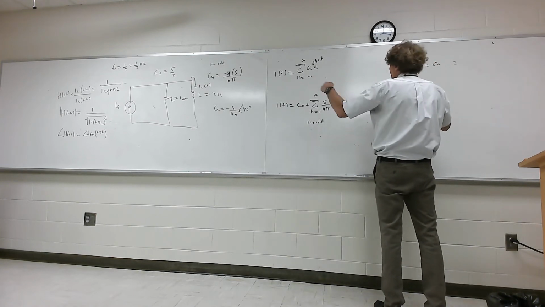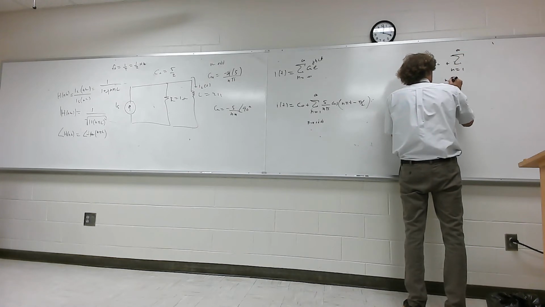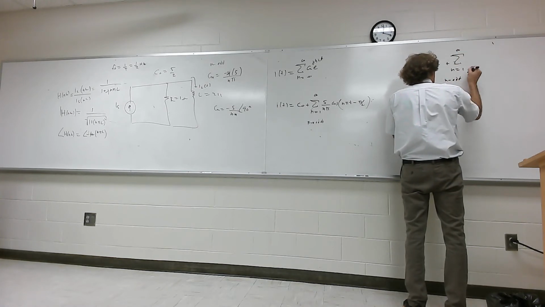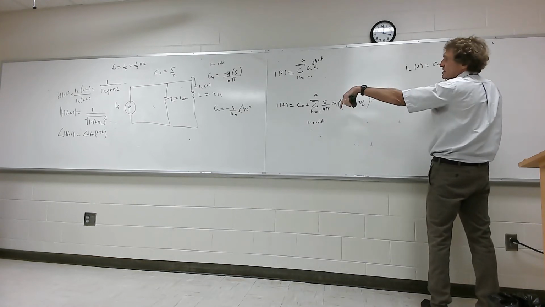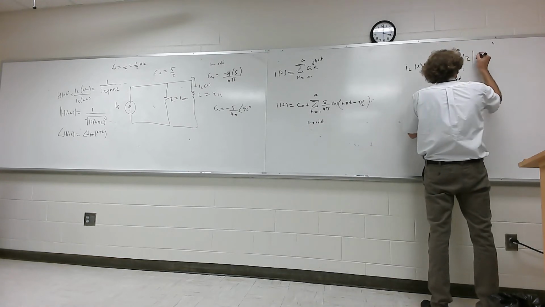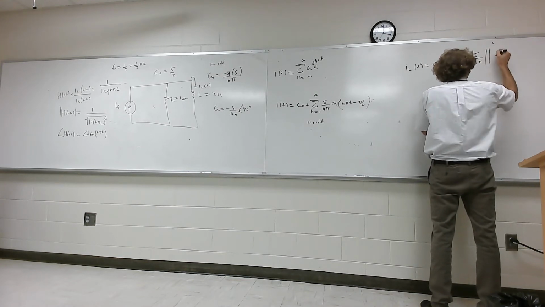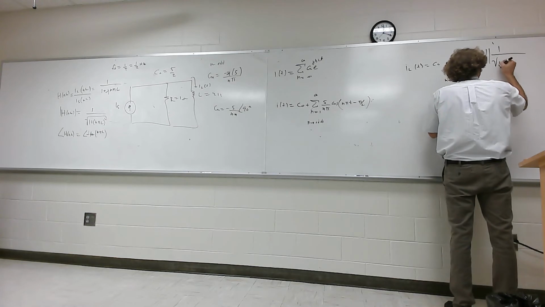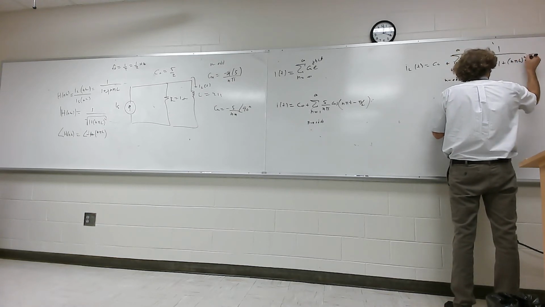C0. C0 is 5 halves. Plus, and now you do what? You go the summation from N equals 1 to infinity, N odd, right? And this is 2 times the magnitude of C of N, which is magnitude of 5 over N pi, which is 5 over N pi, times the magnitude of the transfer function. Magnitude of that transfer function is 1 over square root of 1 plus N pi L squared, right?